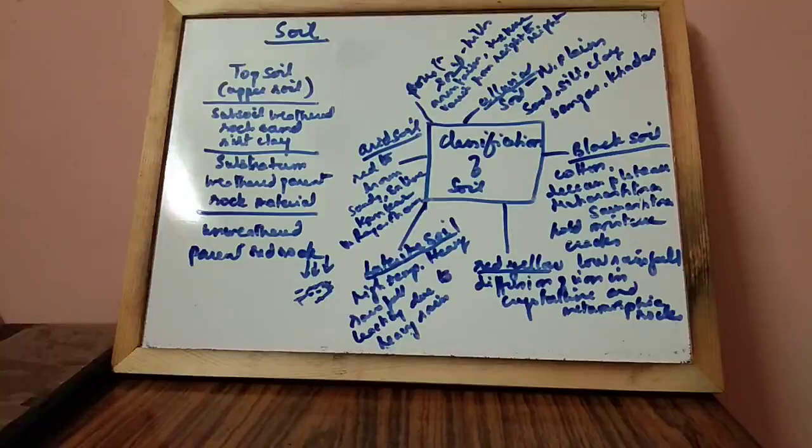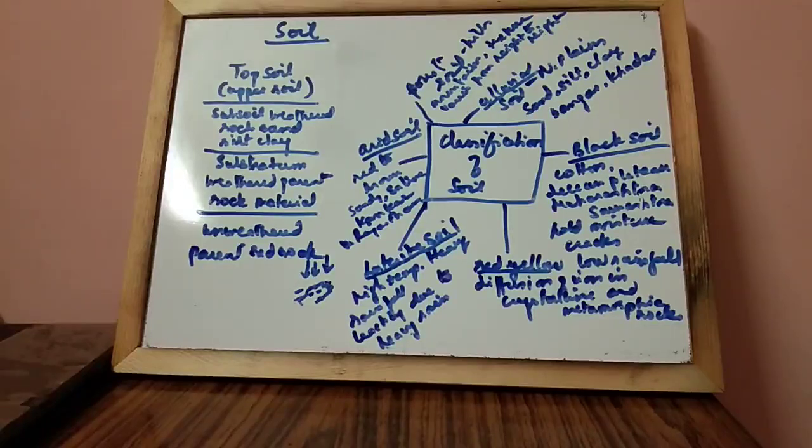So it is a heavy rainfall. Due to heavy rainfall, the upper layer is washed off. That is why it is a laterite soil. And because of high temperature, what happens? The humus content is low. Decomposers get destroyed due to high temperature. These are the important points for laterite soil.